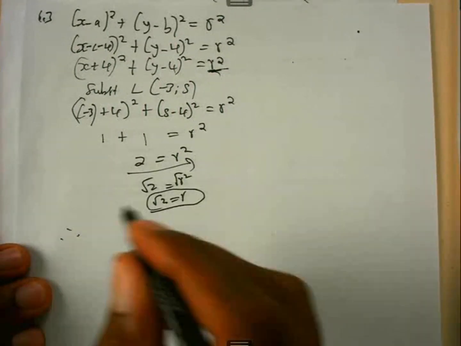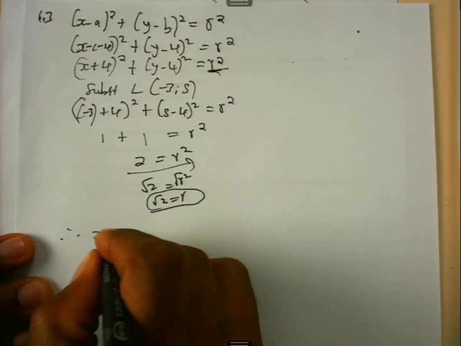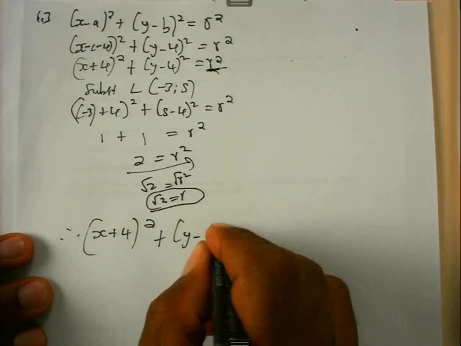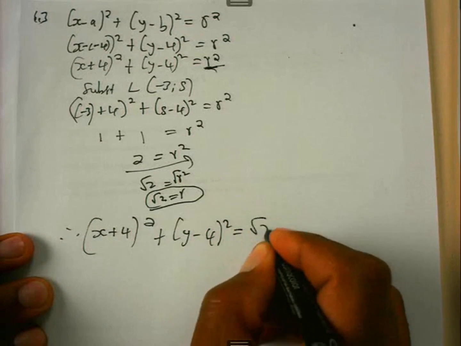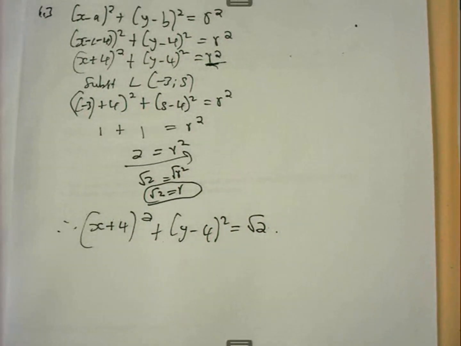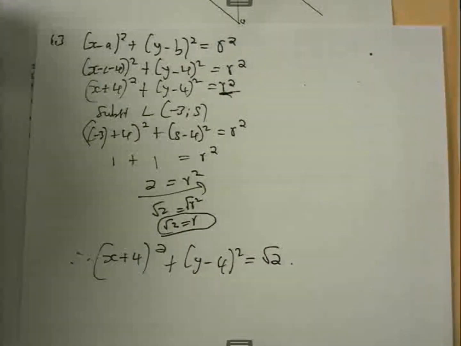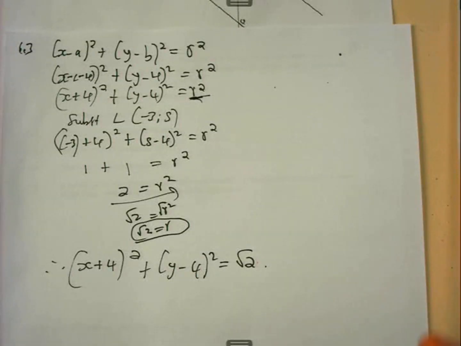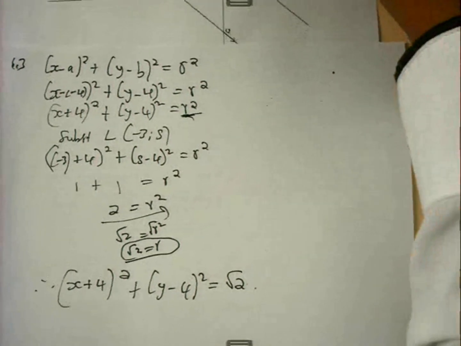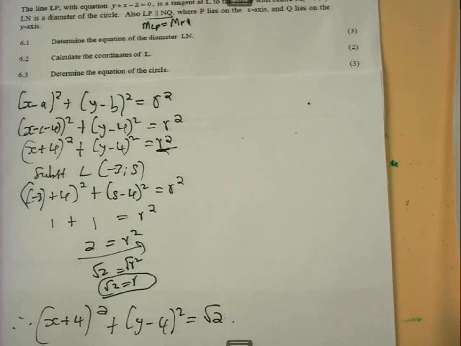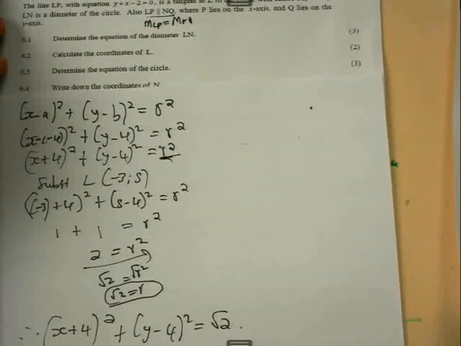Therefore, now let us answer the question. Therefore, the equation is x plus 4 all squared plus y minus 4 all squared is equal to the square root of 2. Then this is the equation of the circle with the center M at the point minus 4 and positive 4. Right, very important, boys and girls. When you determine the equation, check the center, the radius. If the radius is not there, check the center and the point.